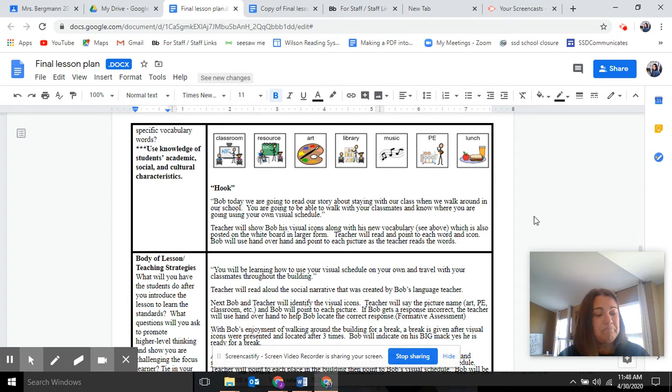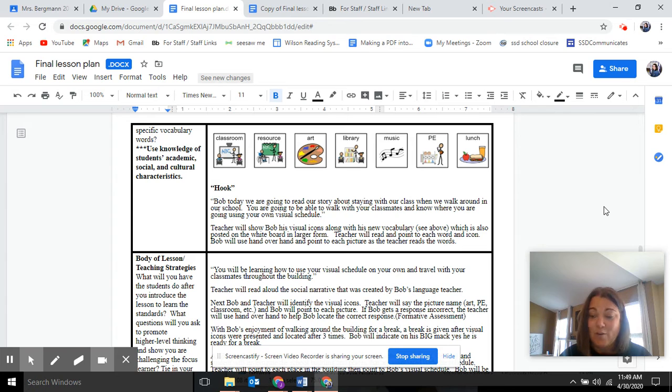So in the morning, the adult staff will make sure that his data collection chart is ready to go, as well as his visual schedule chart is ready to go. And Bob will identify where they're going. So for example, if they were going to art, the adult staff would put 3 pictures on there and Bob would have to identify art, and so on, PE, classroom, resource. So we want Bob to become familiar with the vocabulary and the picture and the place. So really 3 things that we're wanting Bob to do.